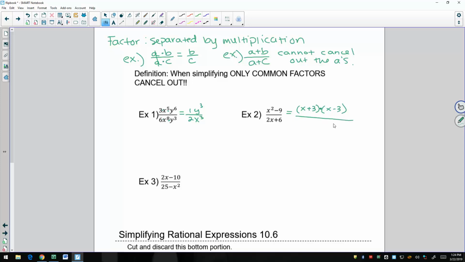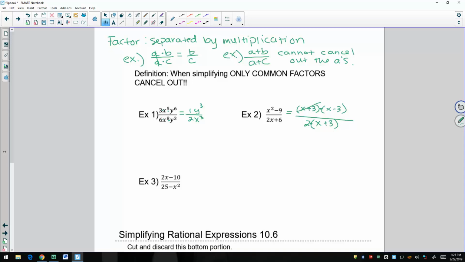Now I have two factors separated by multiplication. Divided by, on the bottom, I can GCF a 2 out of both terms, and I'd be left with x plus 3. Here is your multiplication. So I have two factors on the top. My first factor is x plus 3. My second factor is x minus 3. And I have two factors on the bottom. My first factor is 2. Second factor is x plus 3.